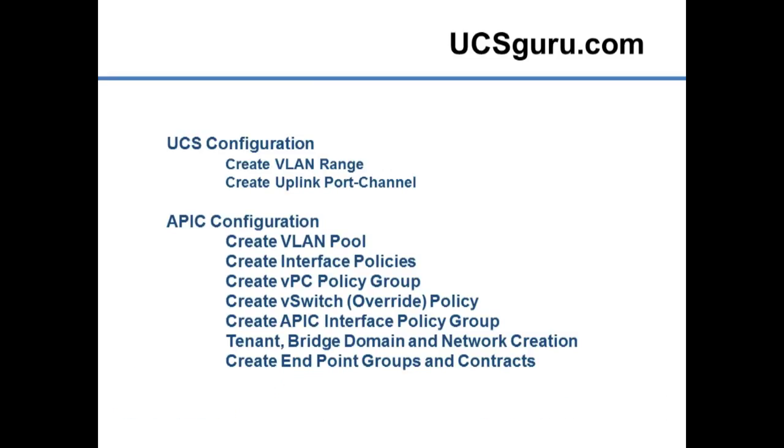So this is what we're going to cover in this video. We're going to configure the UCS side. We're going to create our VLANs, create our uplink port channels into the ACI fabric, and then we'll jump on the APIC, the Application Policy Infrastructure Controller, and we're going to create our VLANs on the fabric side, our interface policies, our VPC on the APIC side, and our vSwitch policies, our APIC interface policy groups, our tenants, our bridge domains, we're going to create our subnets, and our endpoints and contracts. Don't worry if all that's new to you at the moment. When we step through it, we'll talk about each bit in detail.